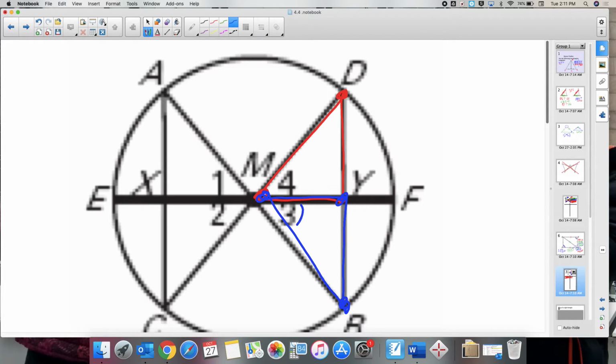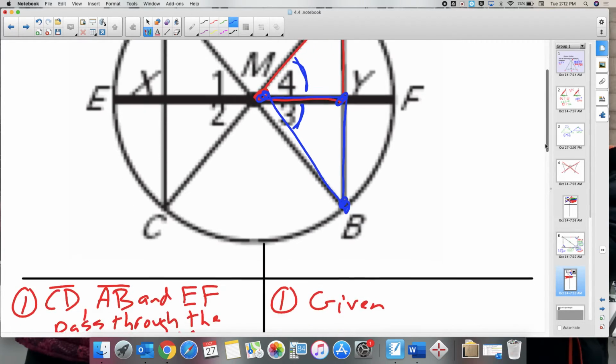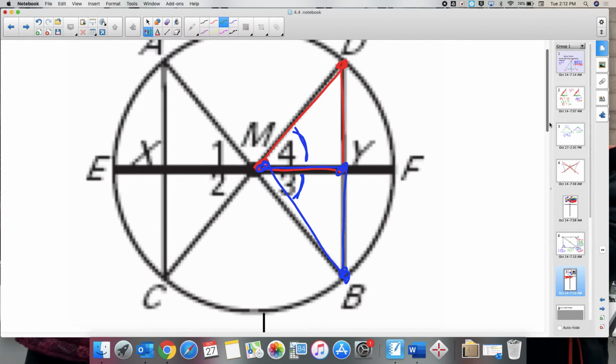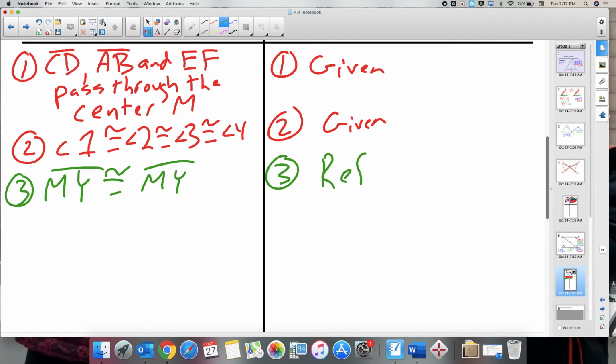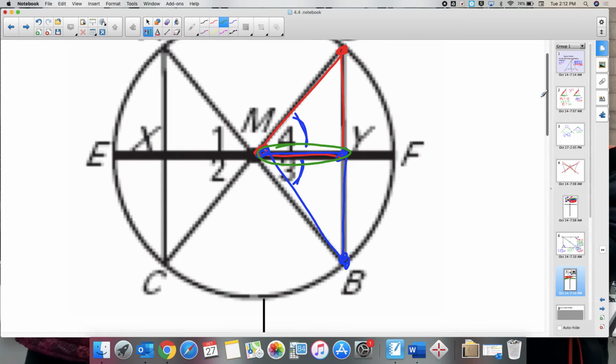All right, so we got angle 3 being congruent to angle 4, but we don't have any sides yet. However, one of the things we should always look for is that these two triangles do share a side. They share this side, MY. Anytime two triangles share a side, I can say that MY is congruent to MY. As for the reason, that is always our reflexive property. So I'll put my tick mark on it. So right now we have an angle and we have a side. I need the other side.